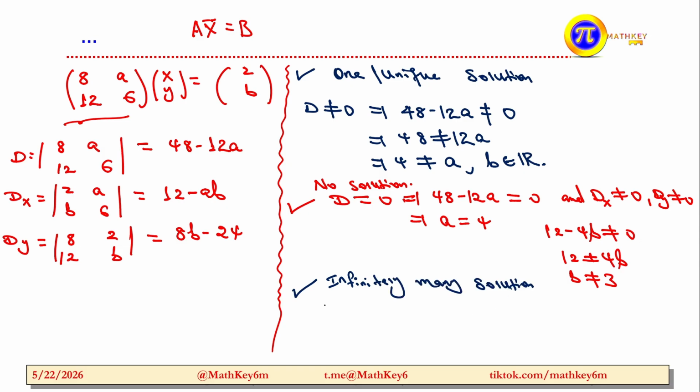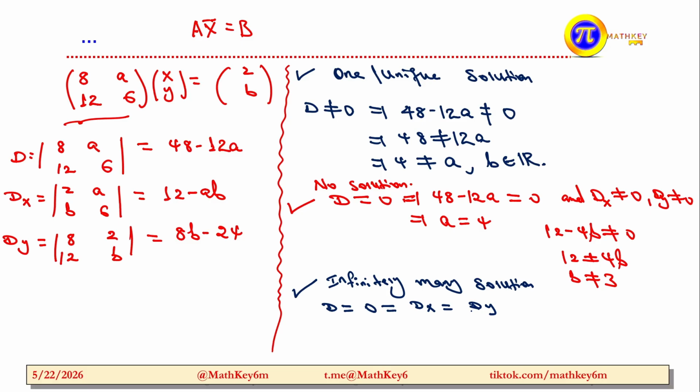When the system has infinitely many solutions using this determinant rule, that means the coefficient matrix determinant D is equal to 0. At the same time, the value with respect to dx is equal to 0. The same with respect to dy, that is equal to 0.